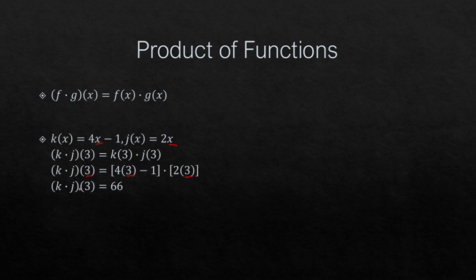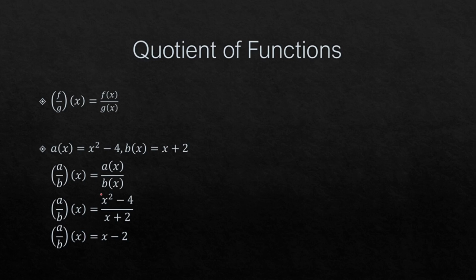So, k times j of 3 is equals to 4 times 3. 4 times 3 is 12. 12 minus 1 is 11. 2 times 3 is 6. 11 times 6 is 66. So, 66 ang product of the functions k and j with the given x being 3.